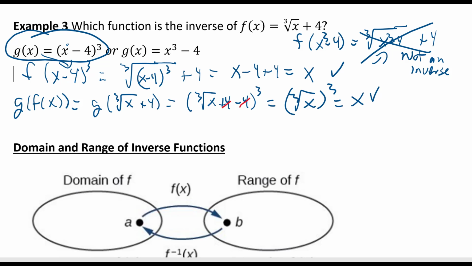Okay, and we'll stop with that for this. Next one we're going to make is the domain and range of inverse functions.